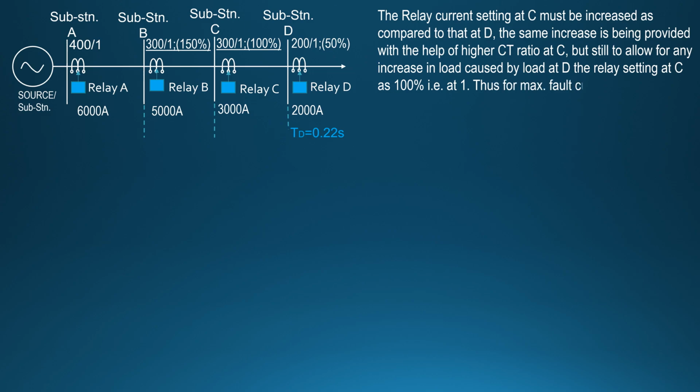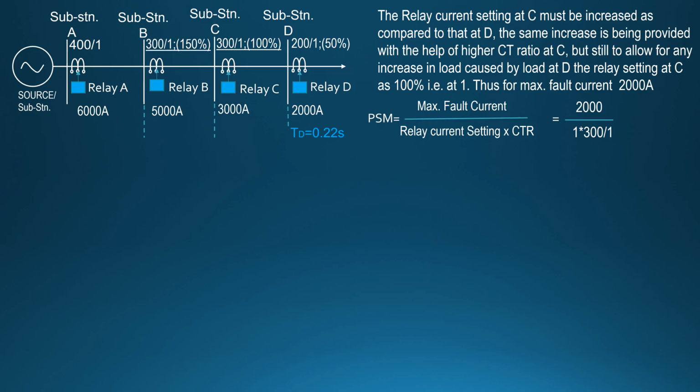Thus, for maximum fault current 2000 ampere, PSM is equal to maximum fault current divided by relay current setting into CTR, is equal to 2000 divided by 1 into 300 by 1, is equal to 6.66. PSM 6.66 gives a time of 3.5 seconds from the standard IDMT curve.